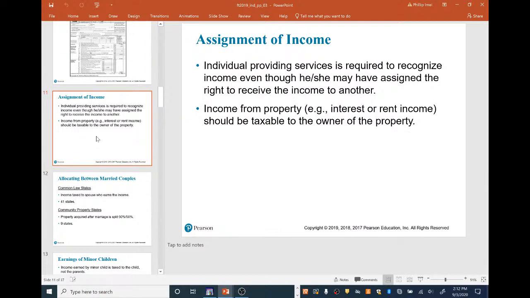Okay, next, let's talk about the assignment of income. So to whom is income taxable? An individual providing services is required to recognize income, even though he or she may have assigned the right to receive the income to another. Income from property, meaning interest or rent income, should also be taxed to the owner of the property. Family trusts are not effective to change the incidence of tax on personal service income from the taxpayer earning the income to trust beneficiaries. So that's a little bit on the assignment of income.